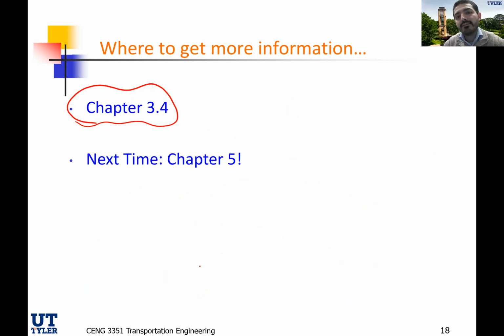So with that, we finished this chapter. Basically, we covered two major components of any highway geometric design, which are the vertical and horizontal alignments.